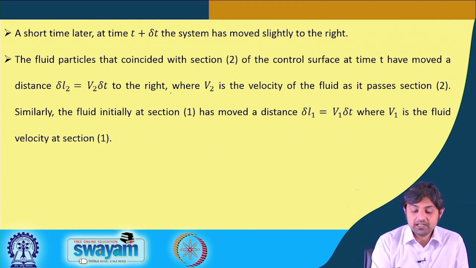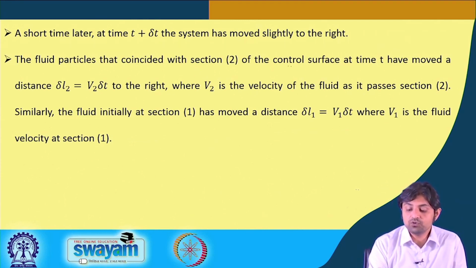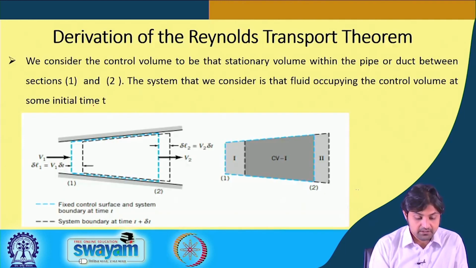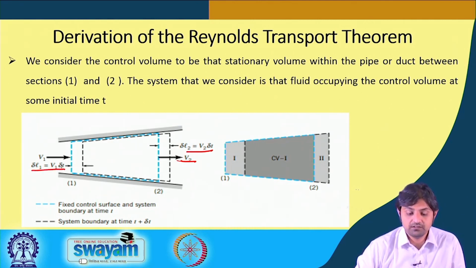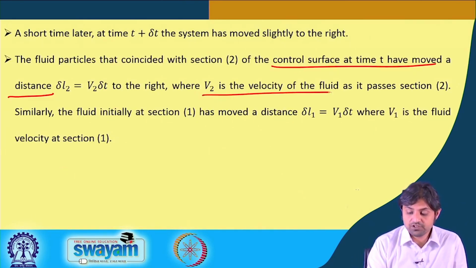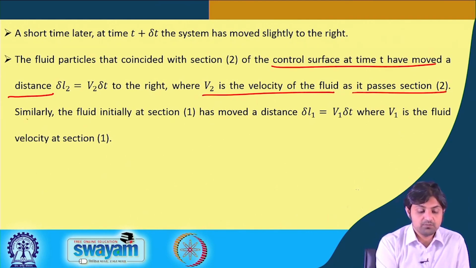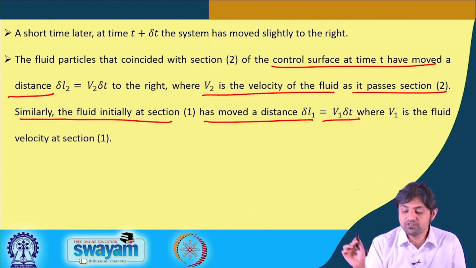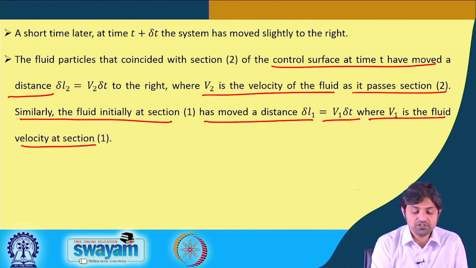The fluid particles that coincided with section 2 of the control surface at time t have moved a distance v2 into delta t. You see here, if this had a velocity v2, this would have moved by v2 delta t, and this would have moved by v1 delta t, where v2 is the velocity of the fluid as it passes section 2. Similarly, the fluid initially at section 1 has moved a distance delta L1 equal to v1 delta t, where v1 is the fluid velocity at section 1. This I have already shown you in the previous figure.